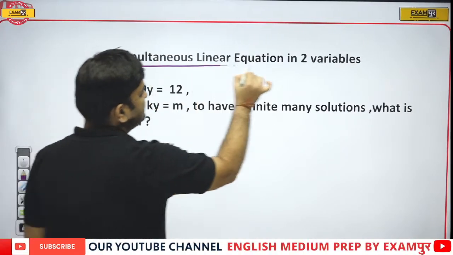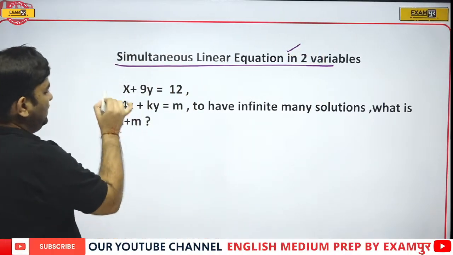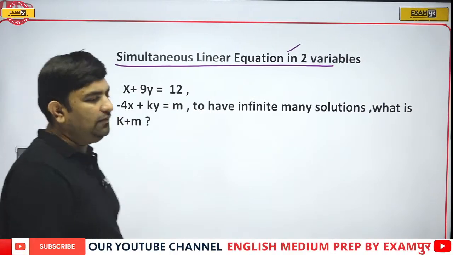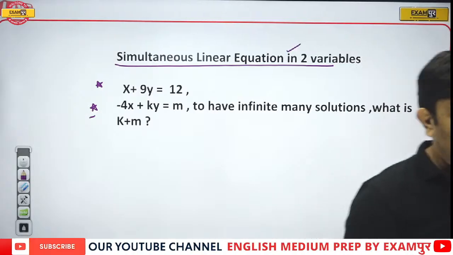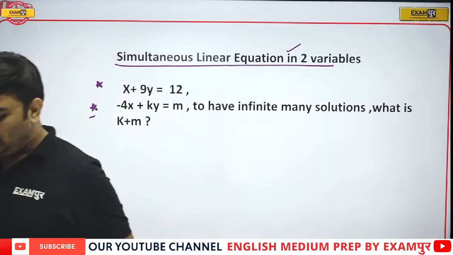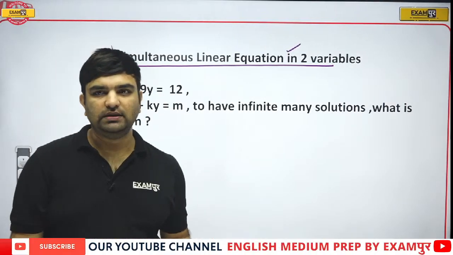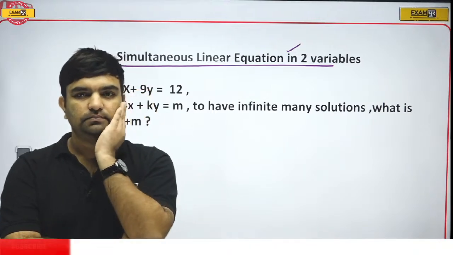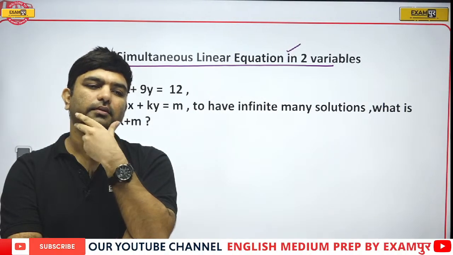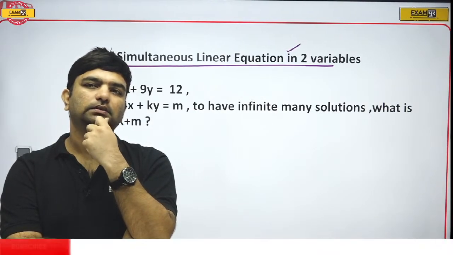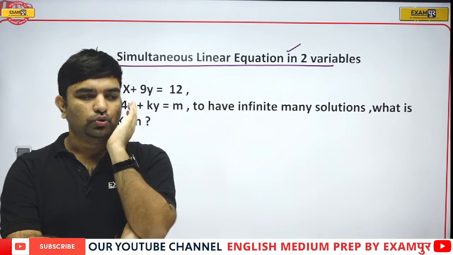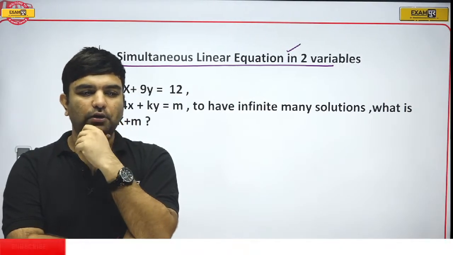Same, simultaneous equations. Two variables. This is one of the equations, and this is another equation. To have infinitely many solutions, what is the value of k plus m?